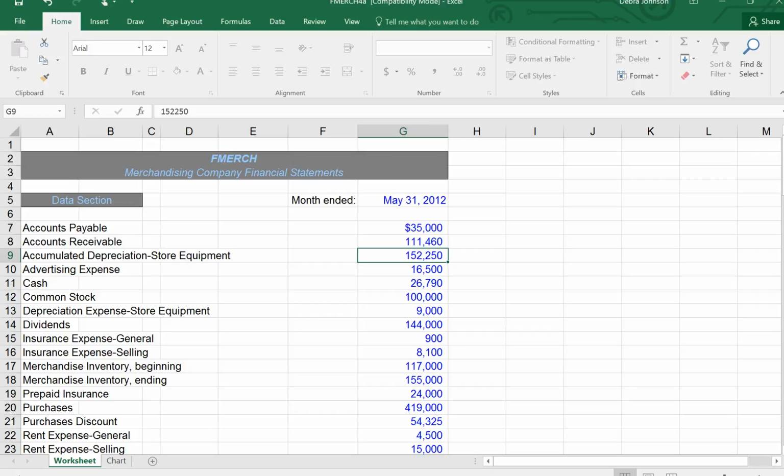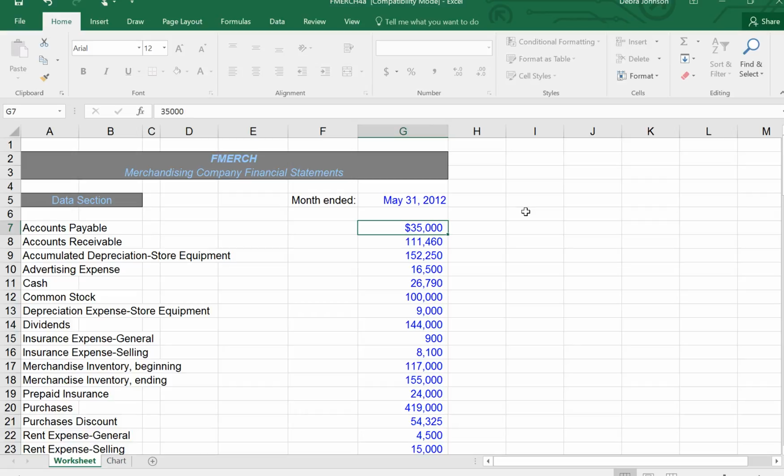Look at the accounts payable balance in your book on page 40. You'll notice that the amount is $135,000. That is the wrong amount. The amount in your file in cell G7 here is $35,000, and that is the correct amount. So it should not be $135,000 as your text says. It should be $35,000.